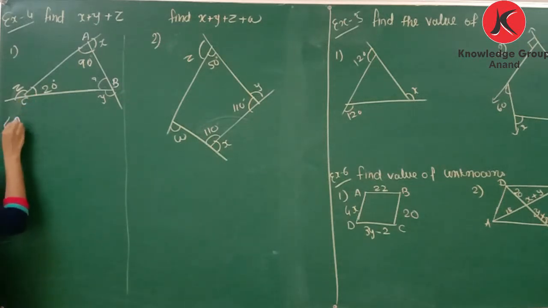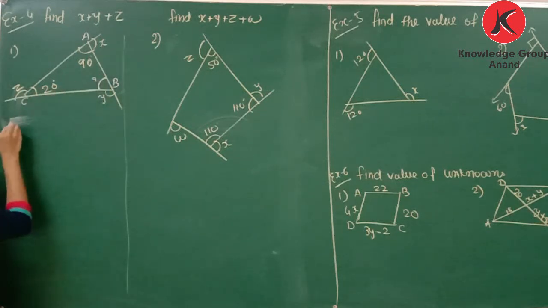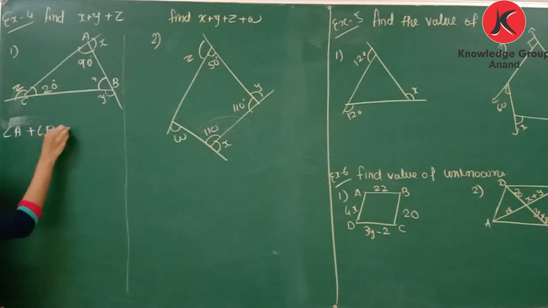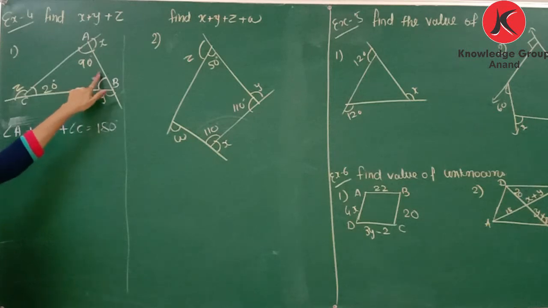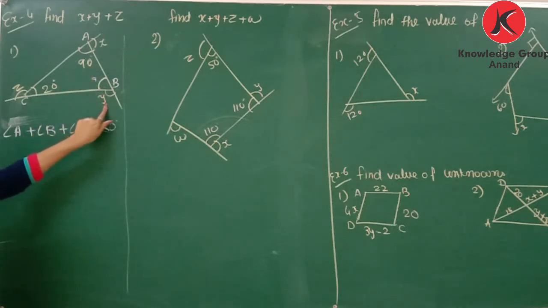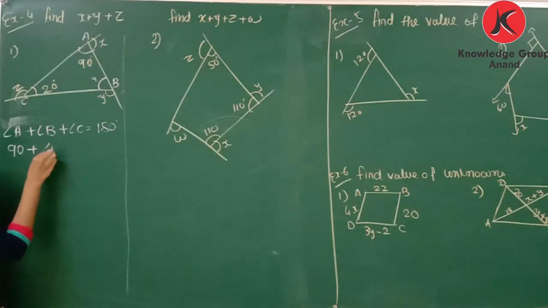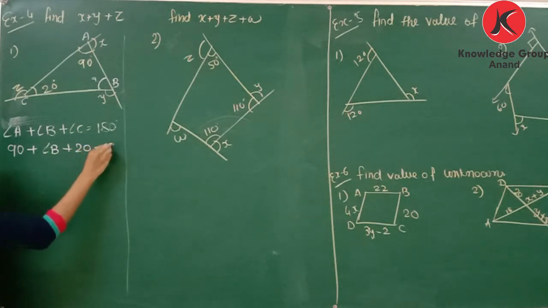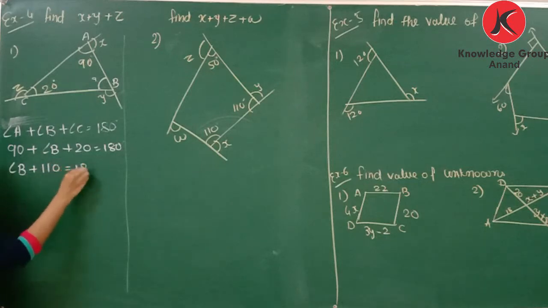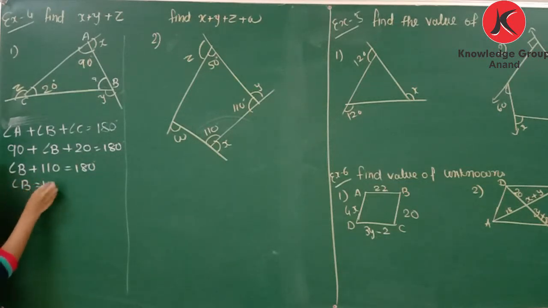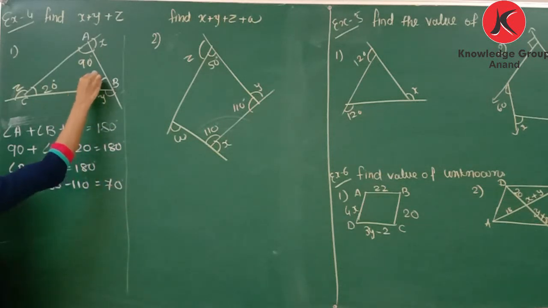So angle ABC is equal to... find angle B. We need to write angle A plus angle B plus angle C is equal to 180. First of all we find interior angle B, then we can find exterior angle Y. So we can write angle A is 90, angle B we don't know, angle C is 20, is equal to 180. So angle B plus 110 is equal to 180. So angle B is equal to 180 minus 110, that is 70. So we get angle B 70 degree.